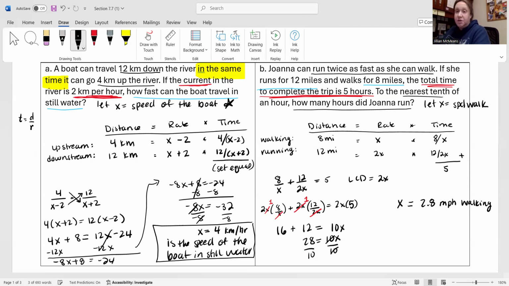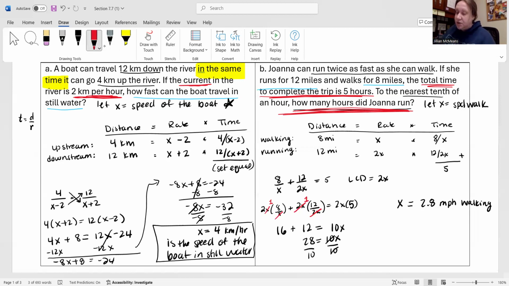We then have to ask ourselves, does that answer the question that we were being asked? And in this case, no. The question that we were being asked is, how many hours did Joanna run? Well, we have to figure out a couple of things here. We can, one, figure out the rate and then divide it by the distance, or we can just use the time formula, plugging in 2.8 for x.